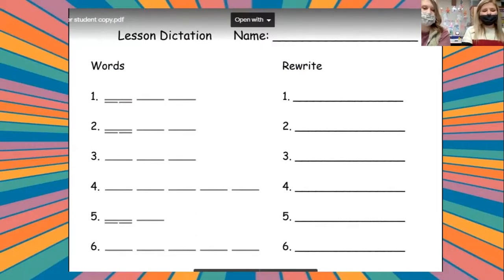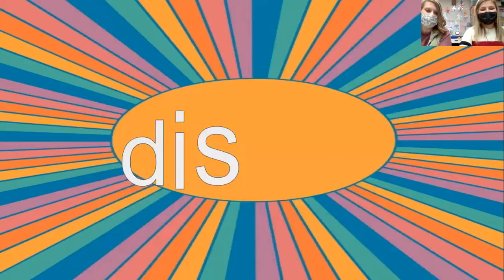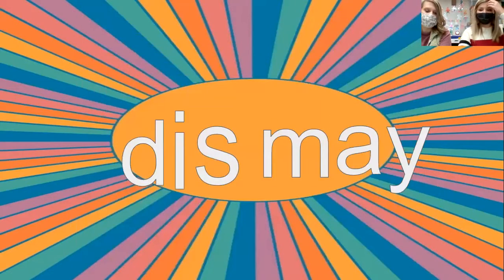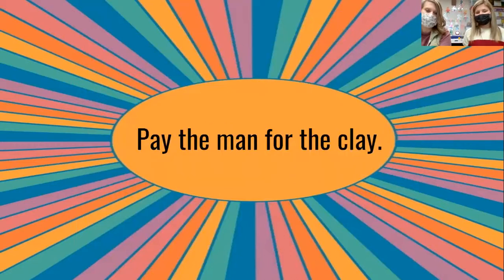Miss Thompson, what do we need to remember that goes at the beginning? We need to remember to capitalize the first letter or the first word in our sentence. We need to make sure we understand all of our words. And we need to put a punctuation mark at the end and go back and check all of our words to make sure that we have spelled them correctly. And we have spaces. Okay, so our sentence was, pay the man for the clay. Go ahead and make sure that you have your sentence correctly.